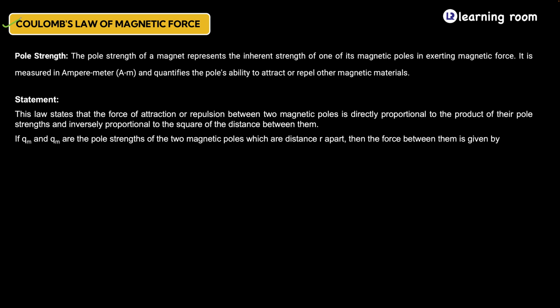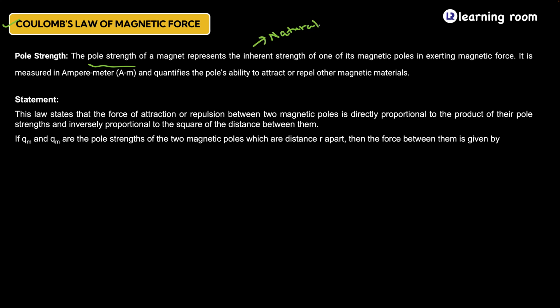Each pole, like you take a particular magnet, depending on its size, is going to have a specific amount of strength with which it can attract other particles. That's what is called pole strength. But let's look at the technical definition of it. The pole strength of a magnet represents the inherent strength. What is inherent? It is natural. So natural strength of one of its magnetic poles in exerting magnetic force.